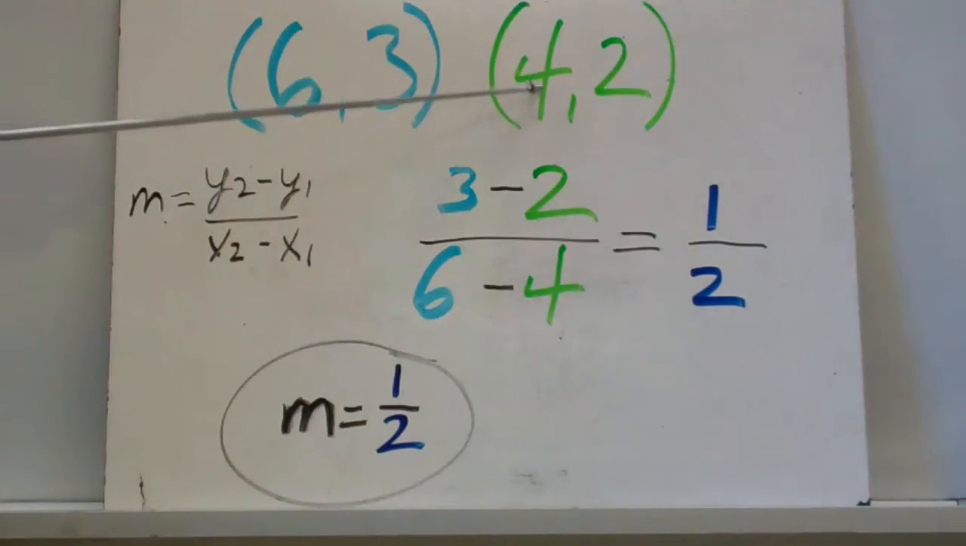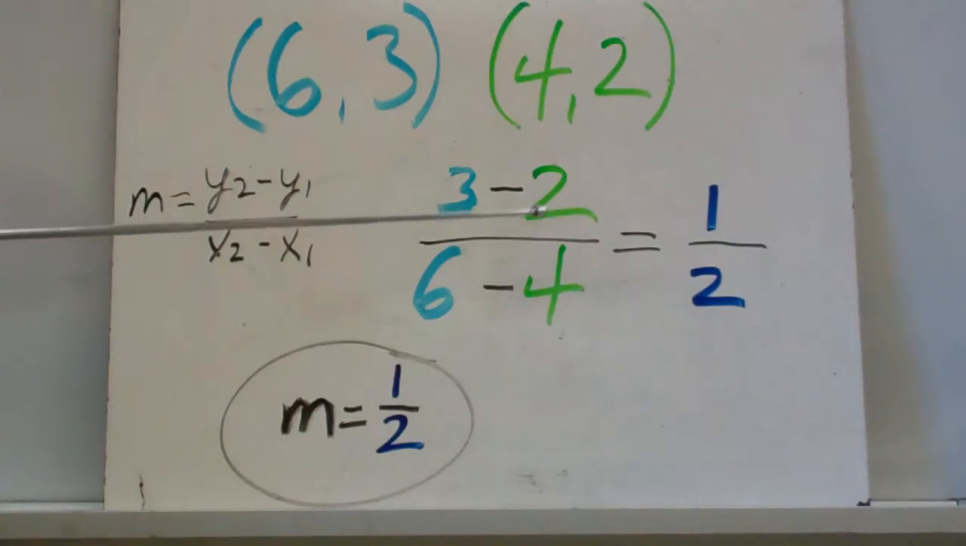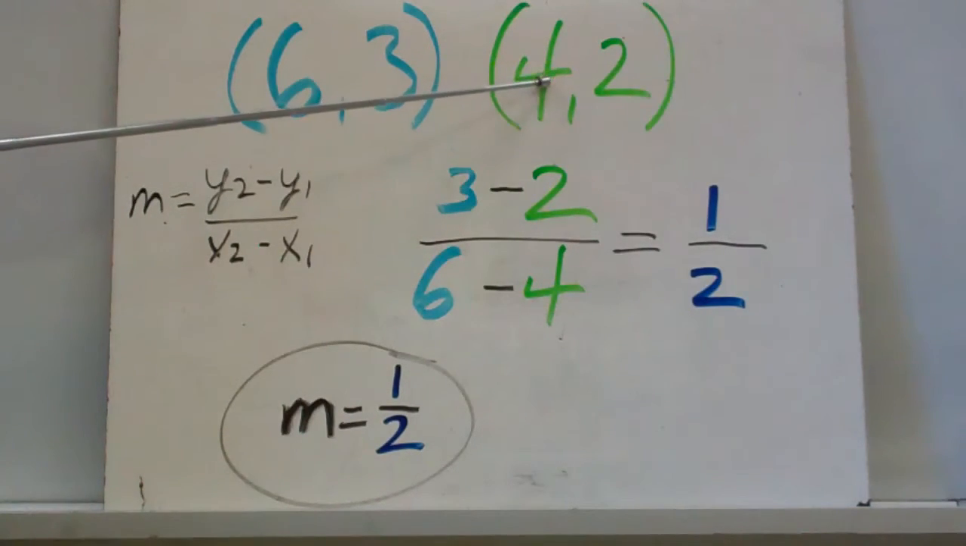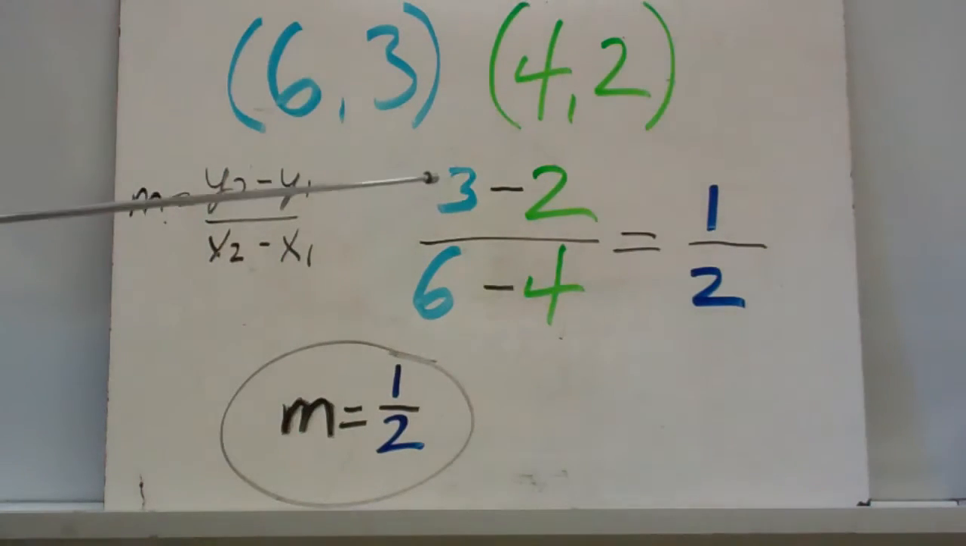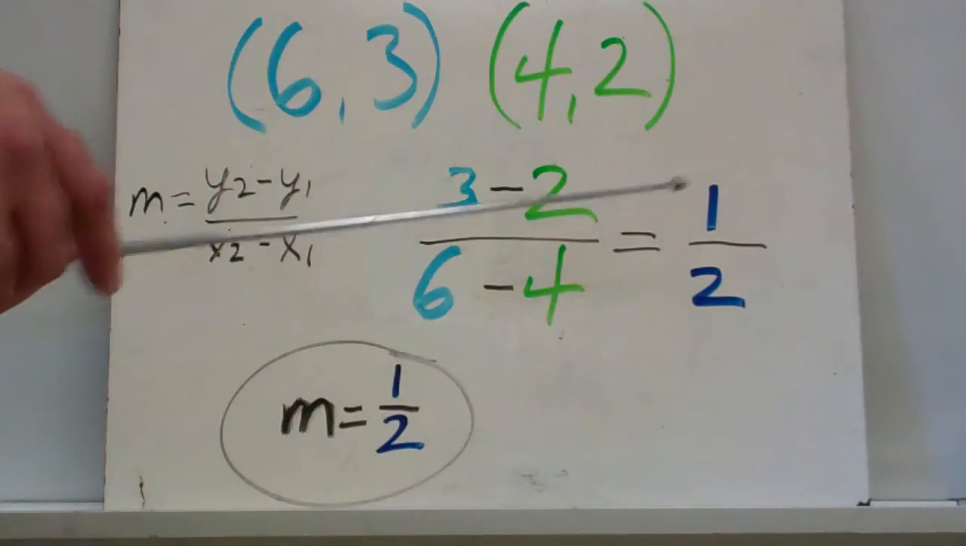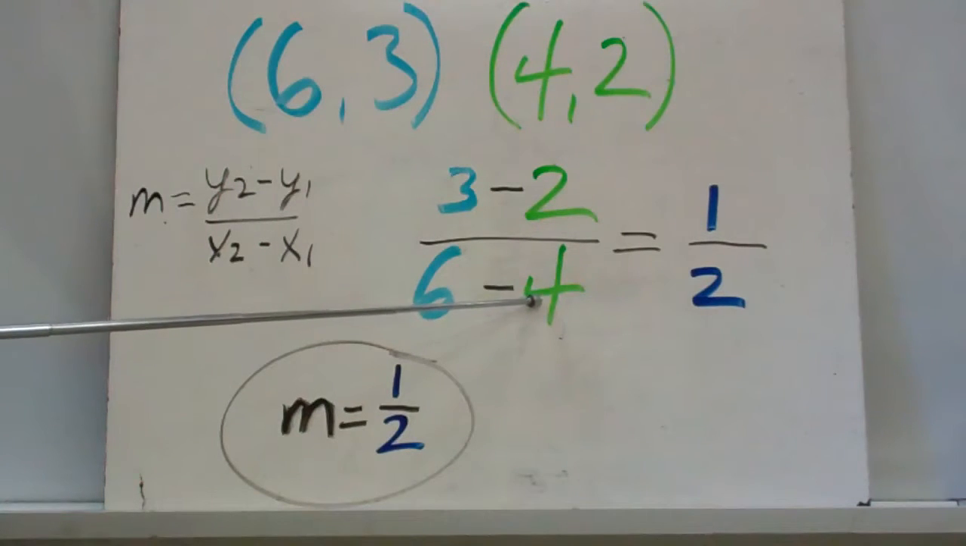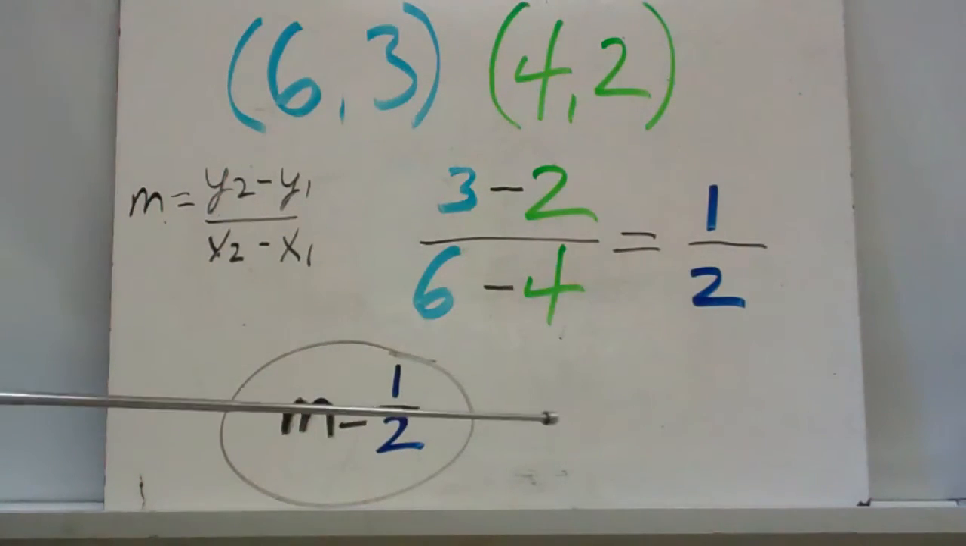We'll go to the other point, take the y value, put it on top, and then its corresponding x value goes underneath. So we find the difference here. So we subtract 3 minus 2, we get 1, and 6 minus 4, and we get 2, and our slope ends up being 1/2.